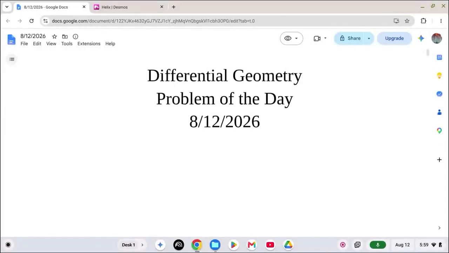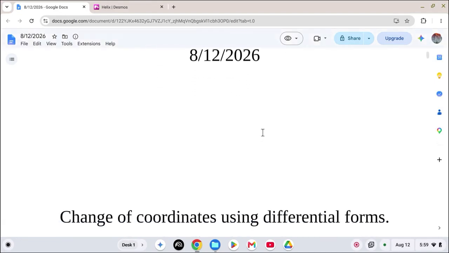Good morning. We got a differential geometry problem of the day posted on 8/12. I'm trying out some different formats here. I started out doing the problem one day and the solution the next day, but I'm working on like four problems at once, and I get confused. So it's easier for me to do the problem and solution on the same day. If you have a preference, please let me know.